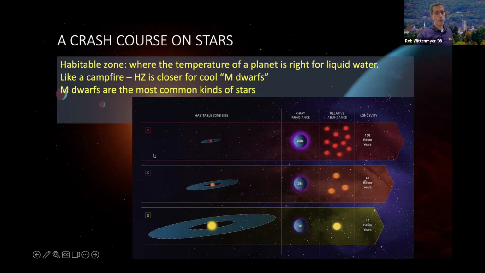Also about these M dwarfs, which is why we harp on them, they're the most common things in the universe. Much more abundant, the relative abundance. For every one sun-like star, you might have 10 M dwarfs. So that's why people focus on them. They're actually the most common things around.